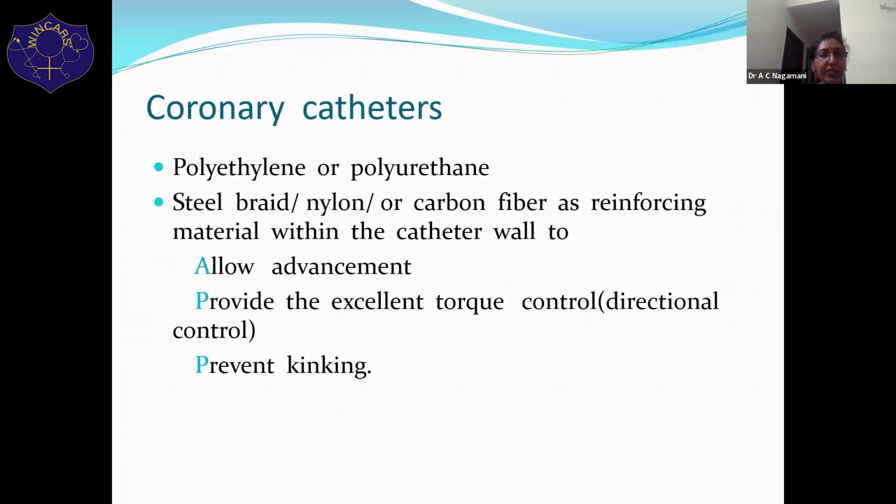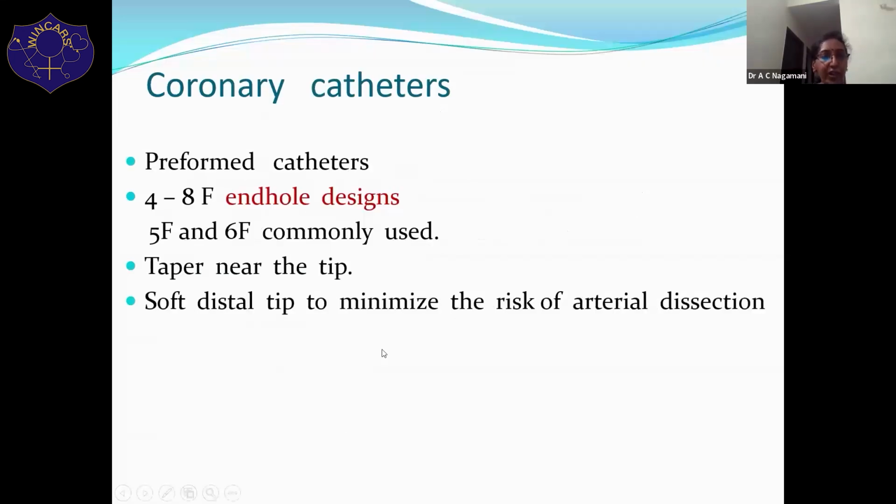Coronary catheters are made of polyethylene or polyurethane. There is either steel braiding or nylon or carbon fiber, which acts as a reinforcing material within the catheter wall. This is required to allow advancement. It provides excellent torque control and prevents kinking. But as we know, with repeated reuse of the catheter, the torque can be lost and it becomes prone to kinking. So it should be really tested before we introduce it for angiogram.